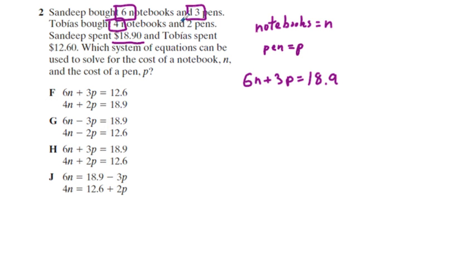And the next one, Tobias bought 4 notebooks and 2 pens. So 4 notebooks plus 2 pens is equal to, how much did Tobias spend? $12.6. And where do we see that? 6n plus 3p. And I'm thinking H, right? On F they got the cost mixed up. But H is going to be our correct answer for problem number 2.